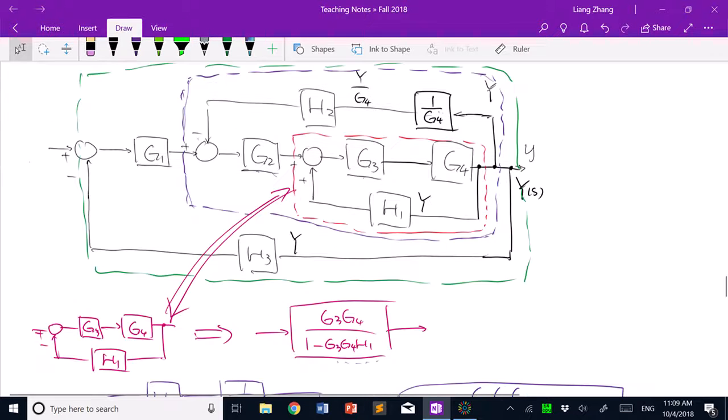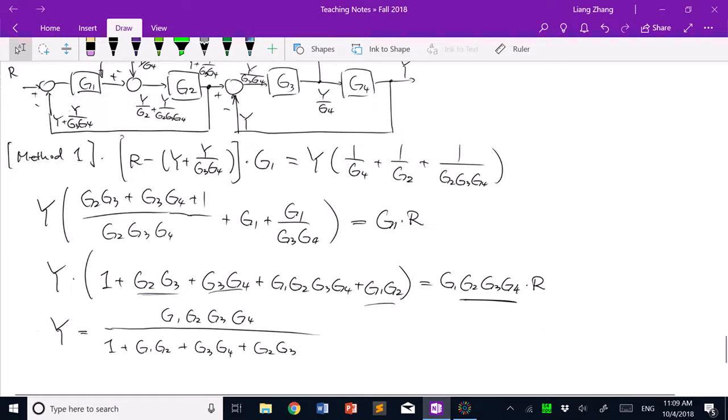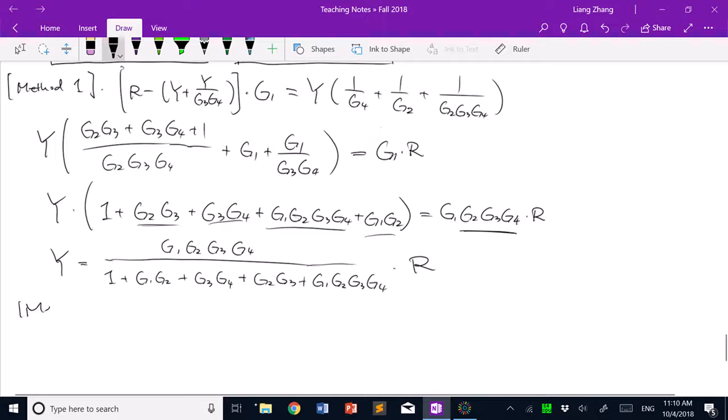If they're non-touching, Mason's rule right here, that's this term we're looking at. We have to add the product of all pairs of non-touching loops. So for the system, we have a plus the loop gain of the 2 non-touching loops: minus G1, G2, and the other has a loop gain of minus G2, G3. Minus minus becomes positive, and then G3, G4 happens to be the last term in the previous step.